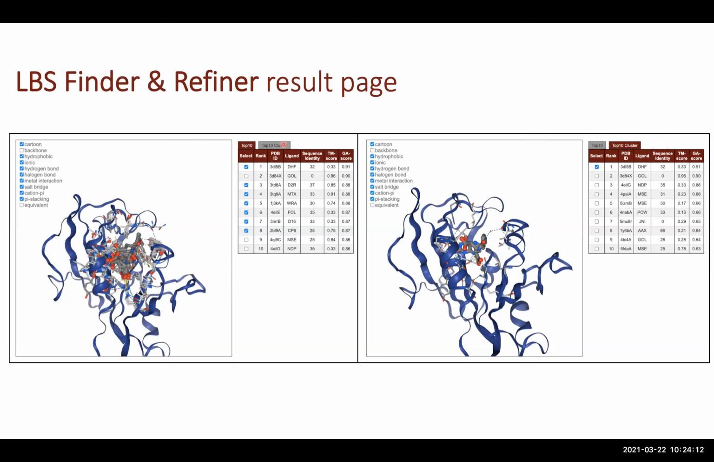When you click on the second tab for the top 10 clusters, all of these templates are clustered together, and the template with the highest GA score, 3DL5, is used as the representative template in the top 10 clusters. So using the top 10 clusters, you can probably view more different binding site templates on your protein.